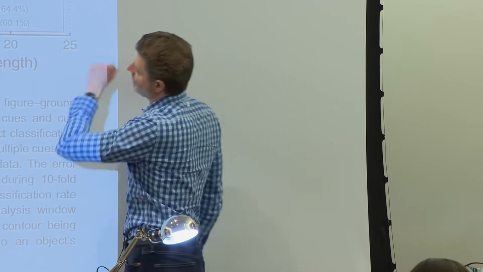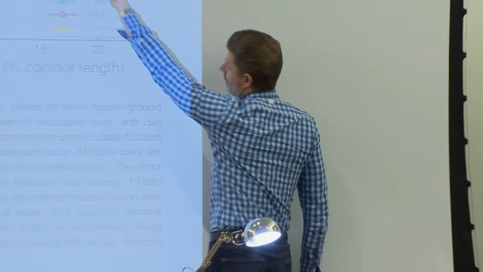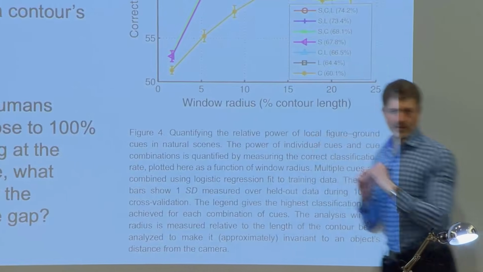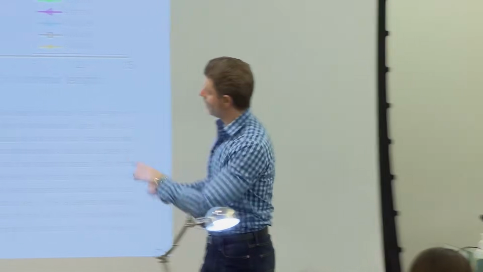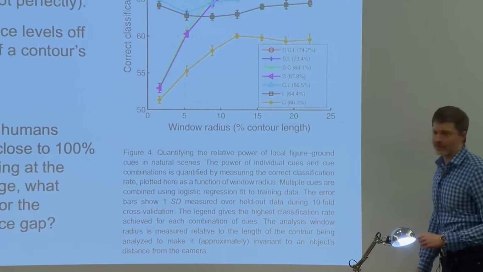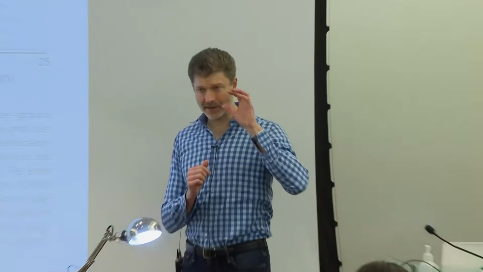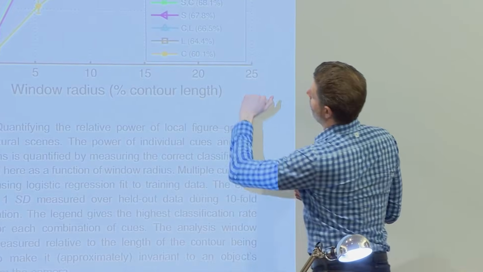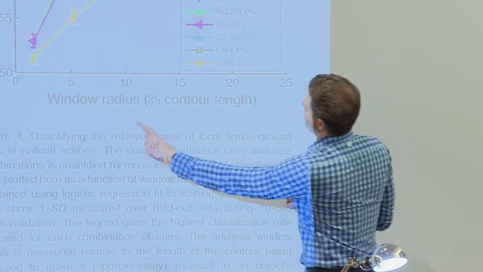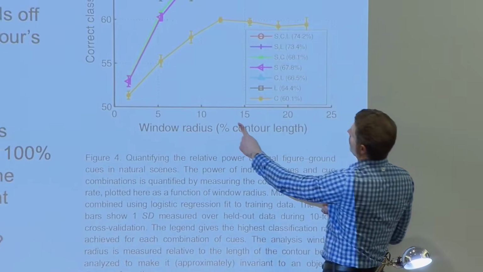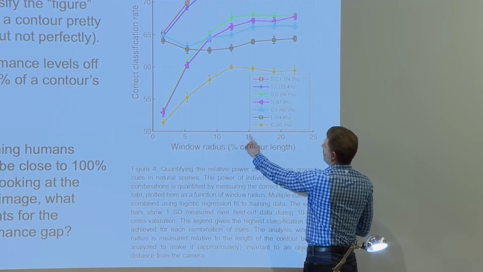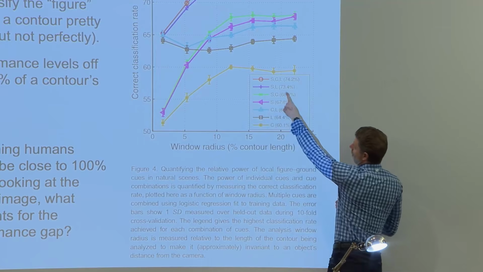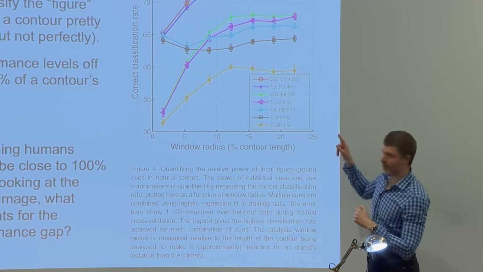And so you can build a classifier that has access to either all 3 or pairs of them or one of them. And then you can vary the radius of the window over which those cues are measured. Okay? And the graph here is plotting classification performance, so how accurately you can predict which side of the contour is the figure based on individual cues or combinations of cues. Okay? And what you can see is that as you make the window bigger, you do a little bit better, and then you reach some radius and things kind of level off. And unsurprisingly, when you have all 3 cues, that's the red curve, you do better than when you have fewer cues. Okay?